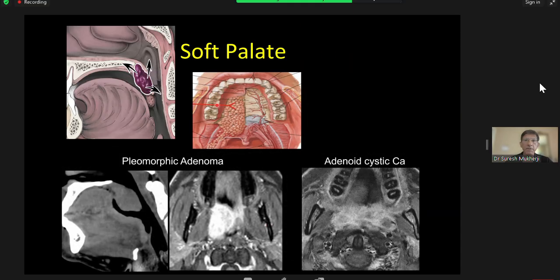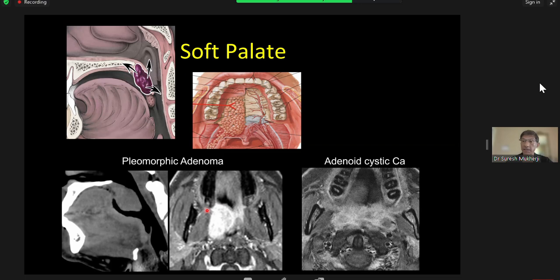The second most common tumor to involve the soft palate are going to be the minor salivary gland tumors. And again, as I mentioned before, you can get these little rests of tissue. So when you have these minor salivary gland tumors that can arise in the soft palate, you can get these pleomorphic adenomas, and in this case, it's adenoid cystic.